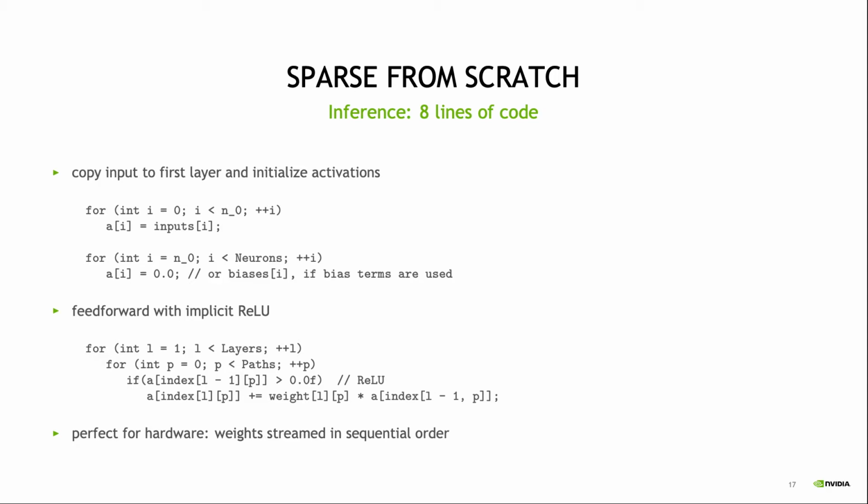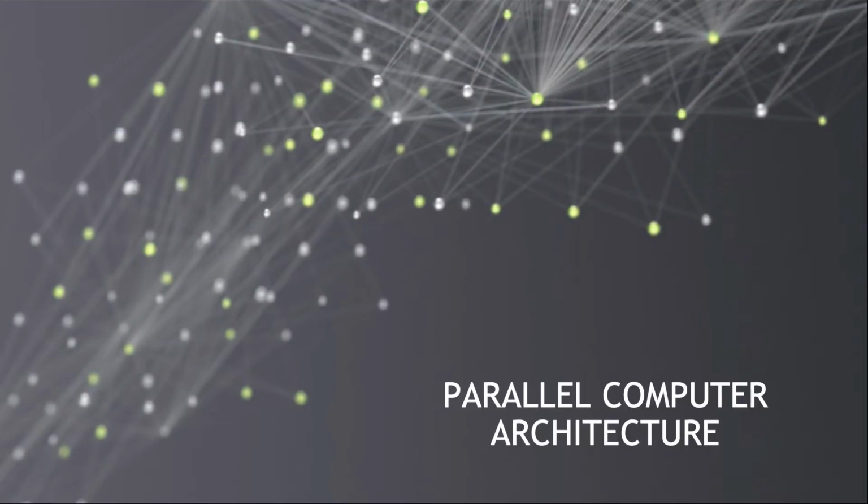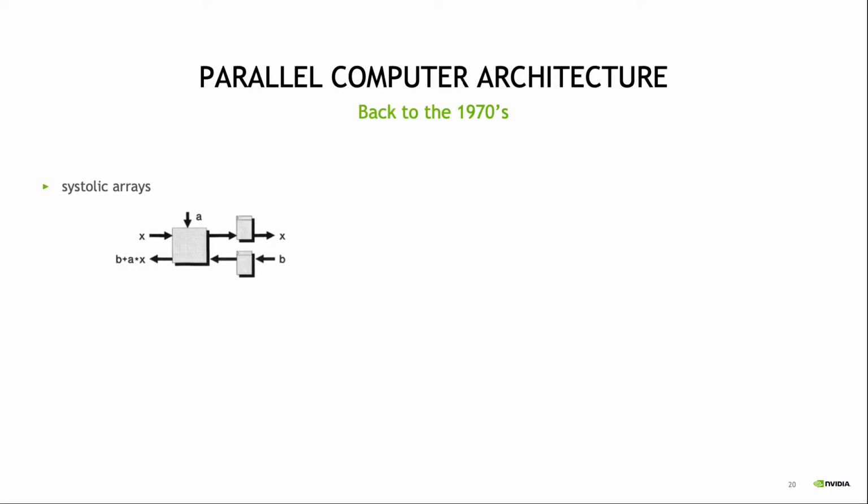For a simple example of recognizing digits or fashion items in tiny images, training such a sparse-from-scratch network and comparing it to its corresponding fully connected network reveals that only a tiny fraction of paths as compared to the number of connections within the fully connected layers is required to come very close to the test accuracy of the fully connected variant. In the next step, we take a look at parallel computer architecture.